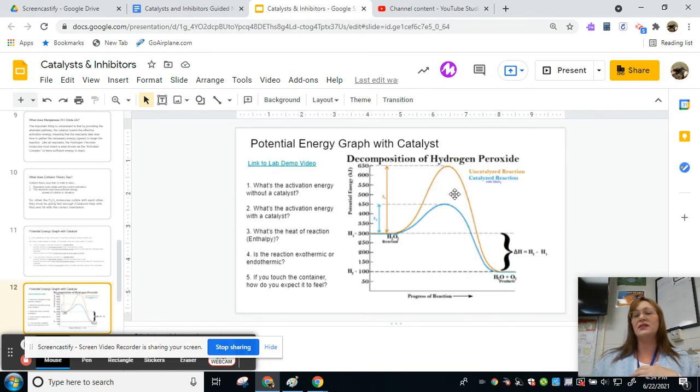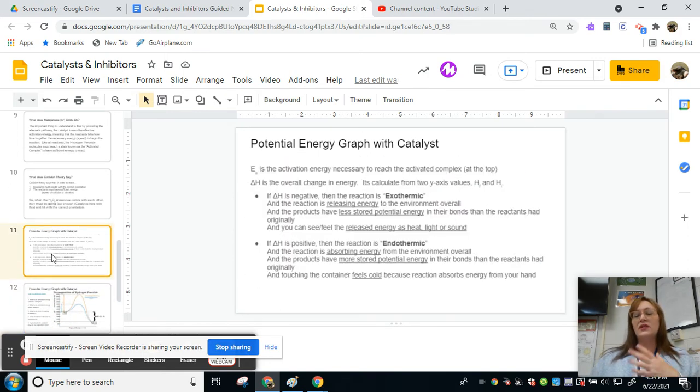It kind of looks like this. But before we do, I want to teach you guys some of the symbols you're going to see on the graph. So the first symbol is EA, E subscript A. That stands for activation energy. That's the energy necessary to reach the activated complex at the top. Delta H is the overall change in energy if we compare reactants and products. And we'll calculate it from some y-axis values, the final and the initial heat.